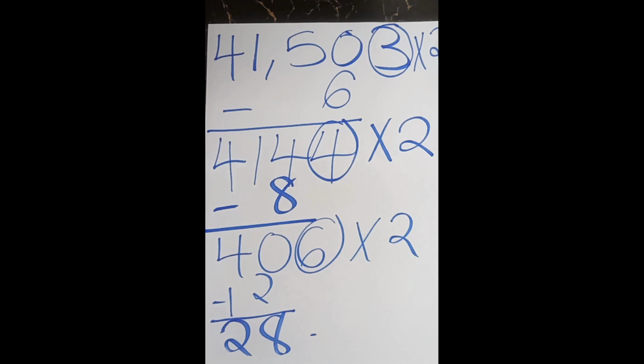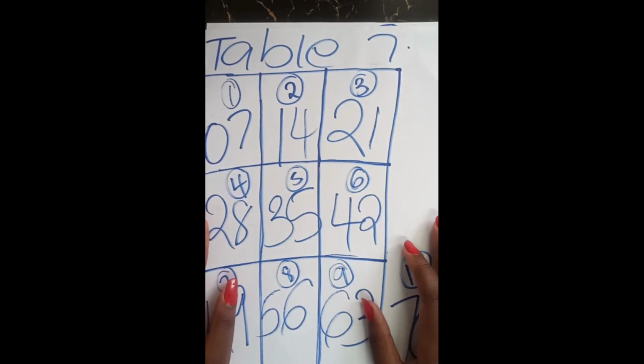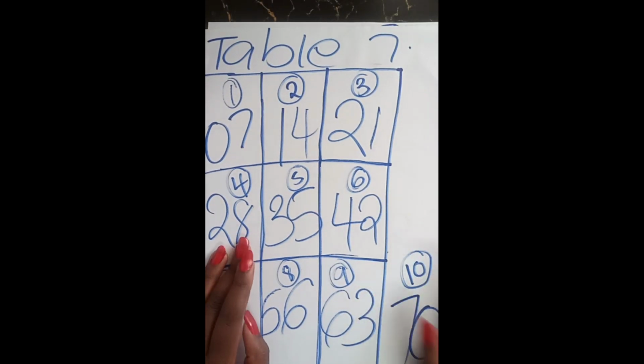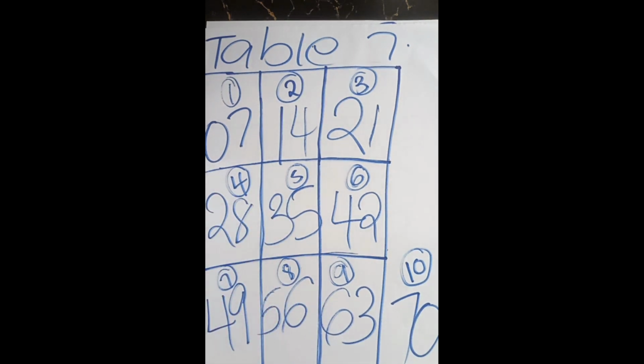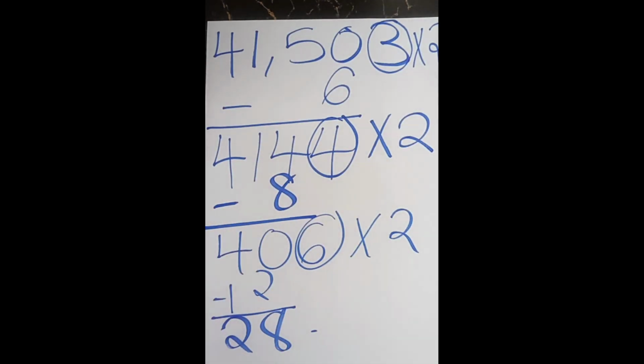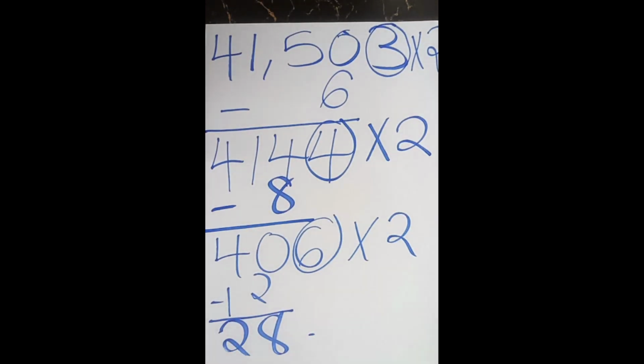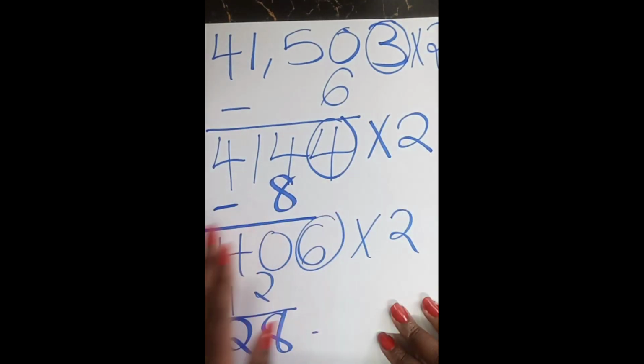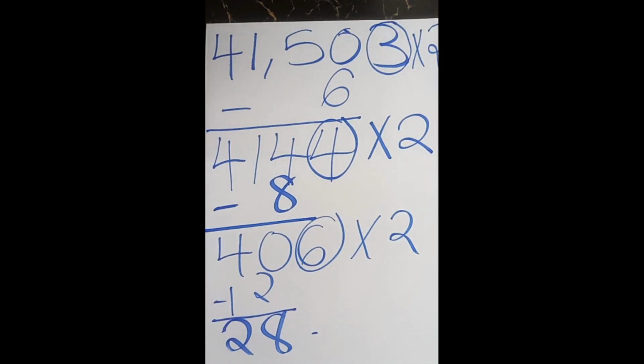So do we know if 28 is divisible by 7? You wrote table 7 somewhere. This is what you said about table 7. 28 is here, okay? 7 times 4 is 28. So we can comfortably conclude that 28 is divisible by 7, okay? And because 28 is divisible by 7, that automatically means that this entire number is divisible by 7. Are we together? Yes, and that's basically it. That's all for table 7.